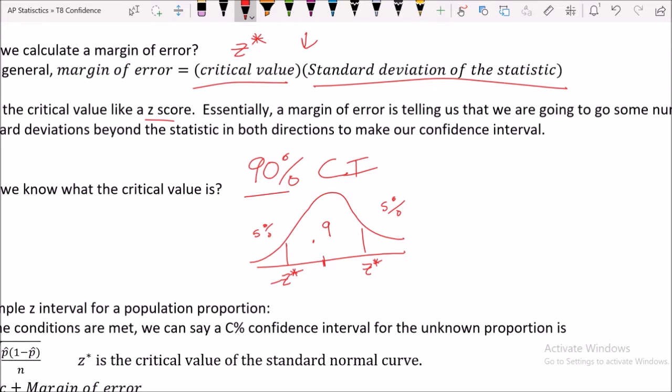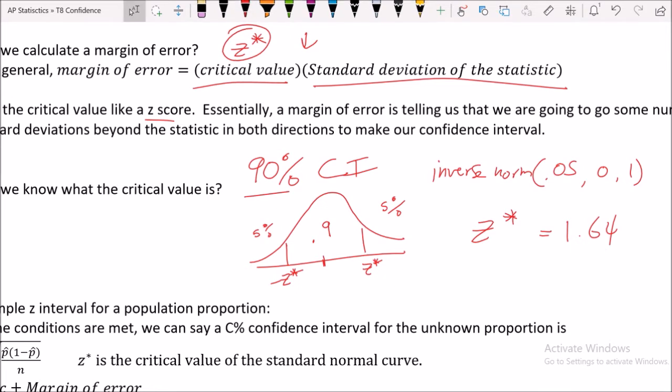But then all we would do is go to inverse norm in the calculator, and we would fill in 0.05 for that tail area on the left, and then the mean of 0 and the standard deviation of 1 will autofill for us. In this case, what we get when we type that in is negative 1.64. We always consider z star, we take the positive version of it. So in this case, the critical value for a 90% confidence interval is 1.64. And that's all it is. We're going to do another example here in just a minute, but that's how we calculate them.